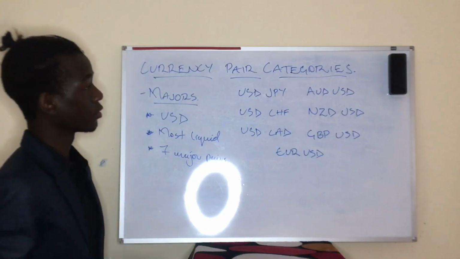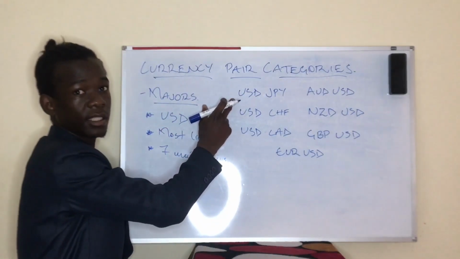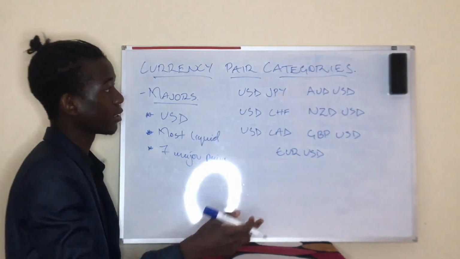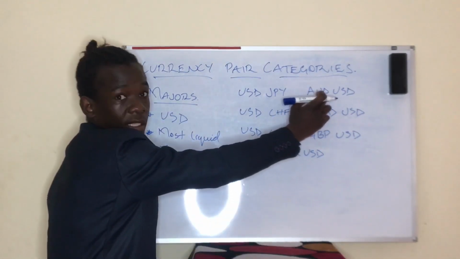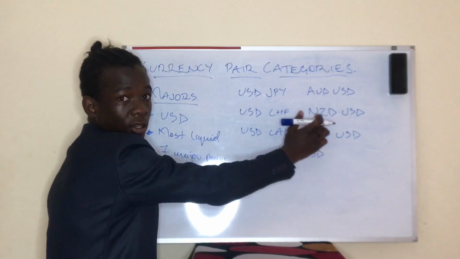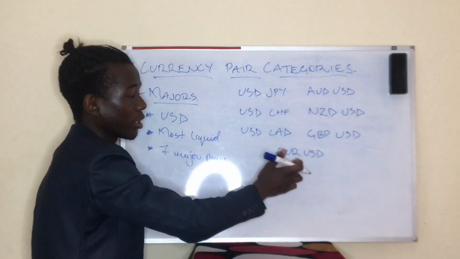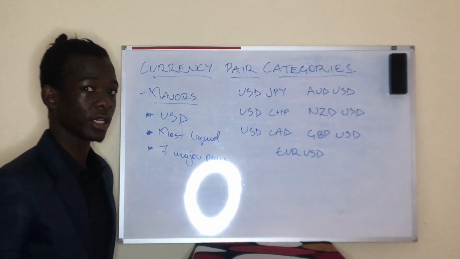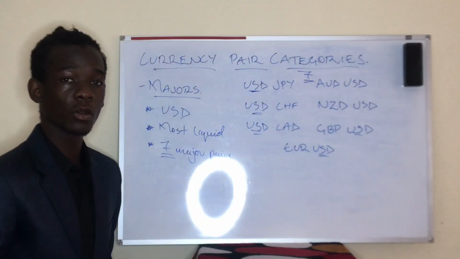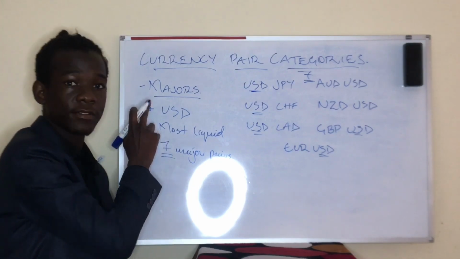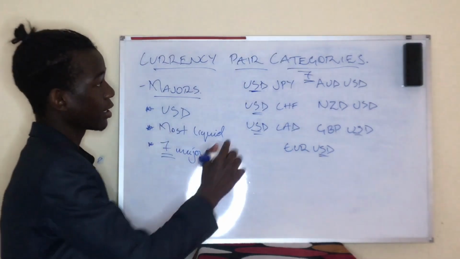Here we have the dollar against the yen, the dollar against the Swiss franc, the dollar against the Canadian, the Australian against the dollar, the New Zealand dollar against the dollar, the British pound against the US dollar, and the euro against the US dollar. So this is all we have to know about majors. The first fact is that they always have the US dollar in them, as you can see.